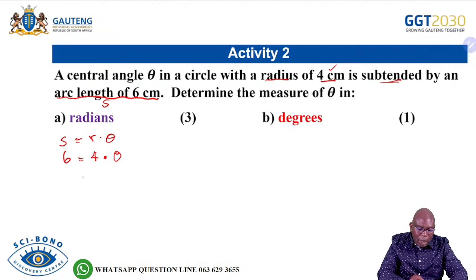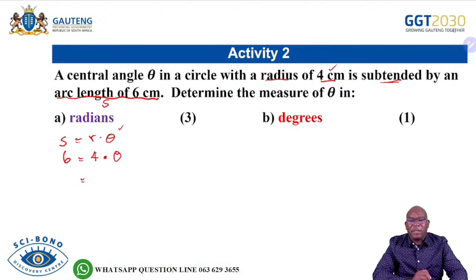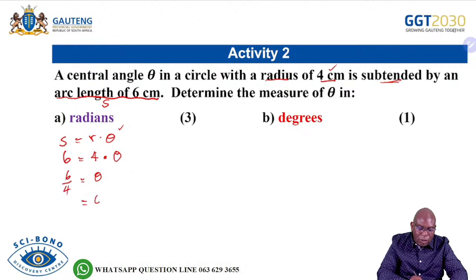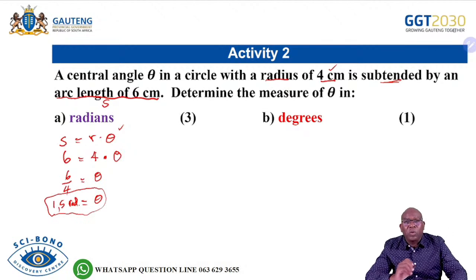Right. So now, how am I going to get it? Remember, this theta is in radians. So it means that theta will now become 6 over 4, which is going to be 1,5 radians. The theta in that formula is in radians, so I'm going to get that answer in radians, which is 1,5. It cannot be degrees, so you must note that.